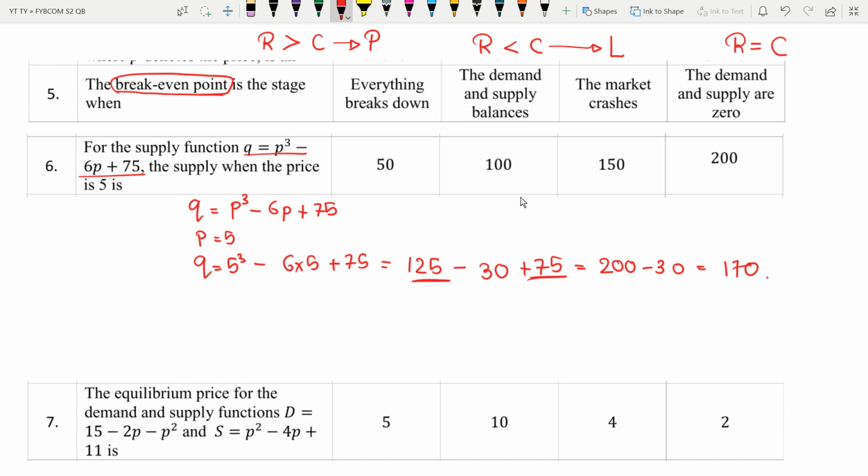Am I wrong somewhere? Please verify it. So when my price is 5, it is 5 cube: 5 fives are 25, 25 fives are 125. That is right. 6 fives are 30 is also right. Plus 75, that is also right. 125 plus 75 is 200, that is also fine. So again, none of the options is correct from the given MCQ. That is totally fine, but the correct answer is 170.